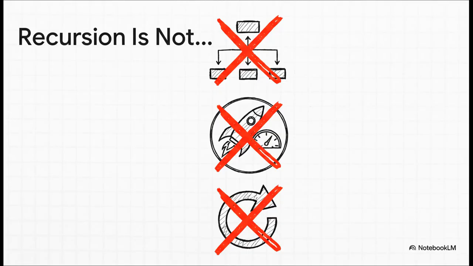All right, let's get this out of the way right now. Recursion is not a specific algorithm, like sorting or searching. It is definitely not a performance optimization. In fact, a lot of the time, it's the opposite. And it is absolutely not just some fancy, complicated way to write a loop. Thinking any of these things is a trap.